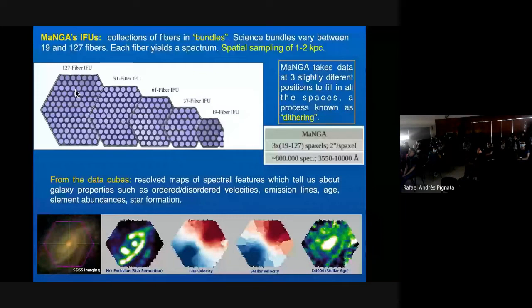So from the data cubes, we have resolved maps of spectral features, which tell us about several spatially resolved galaxy properties, such as ordered or disordered velocities. For example, here you can see the velocity maps, a lot of emission lines, equivalent widths of these lines. With stellar population synthesis we can infer from this information the age, the elemental abundance, the star formation histories, many things about galaxies.